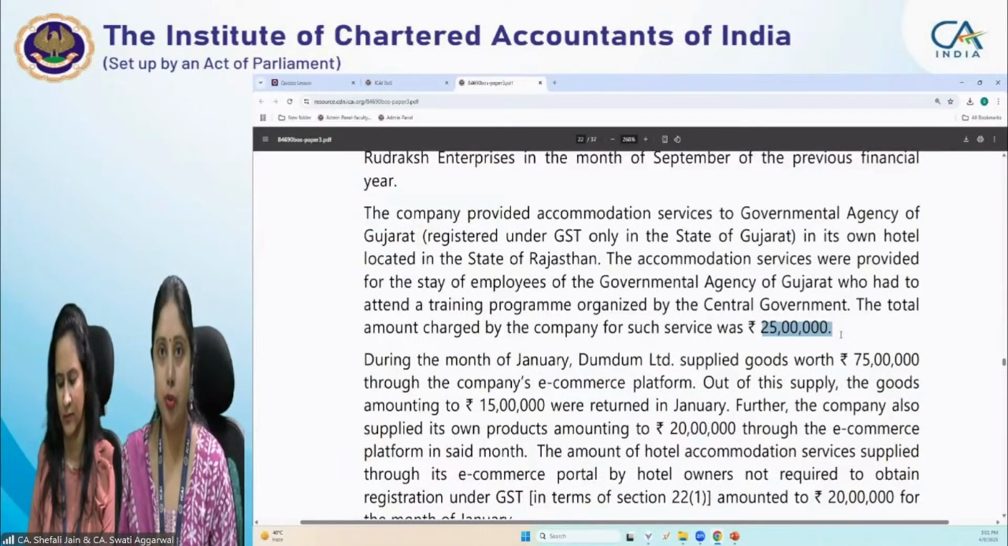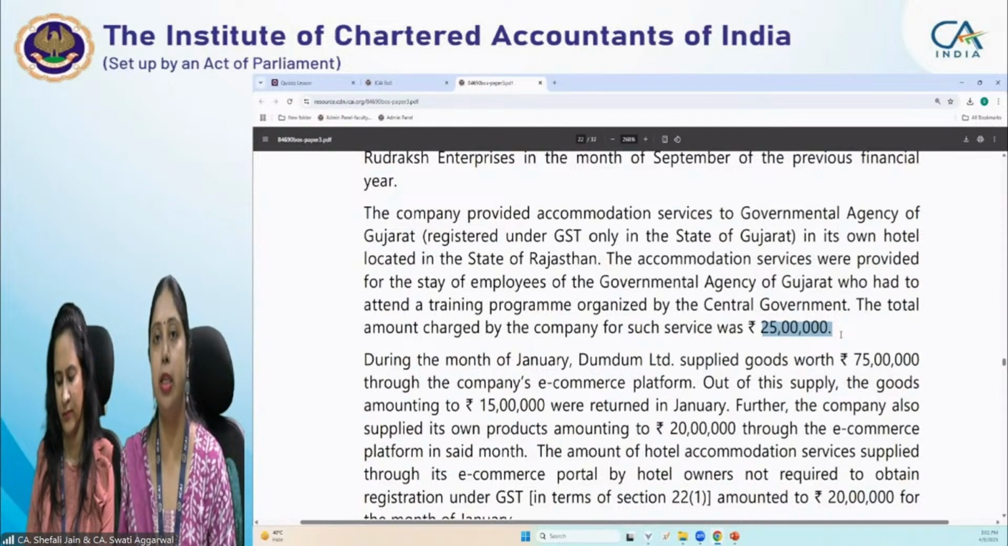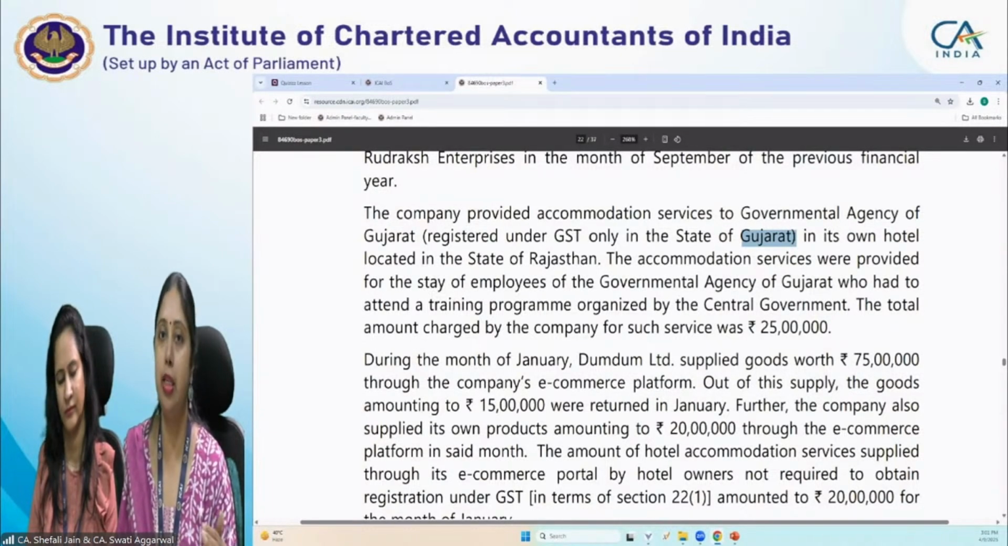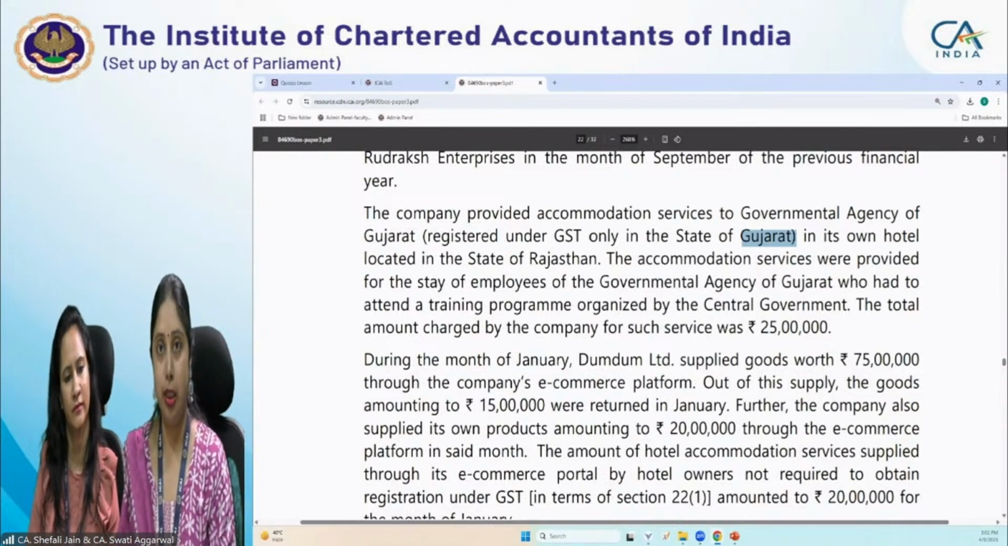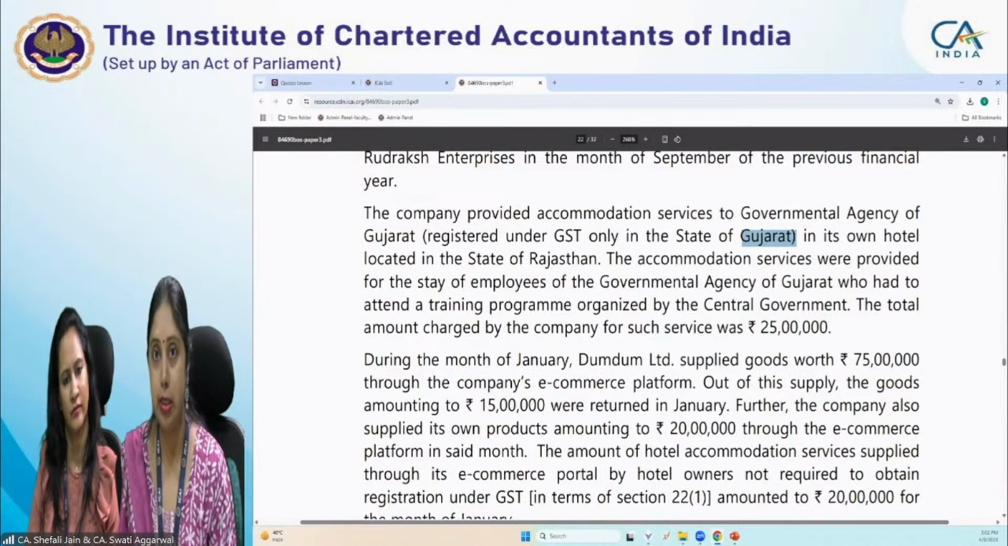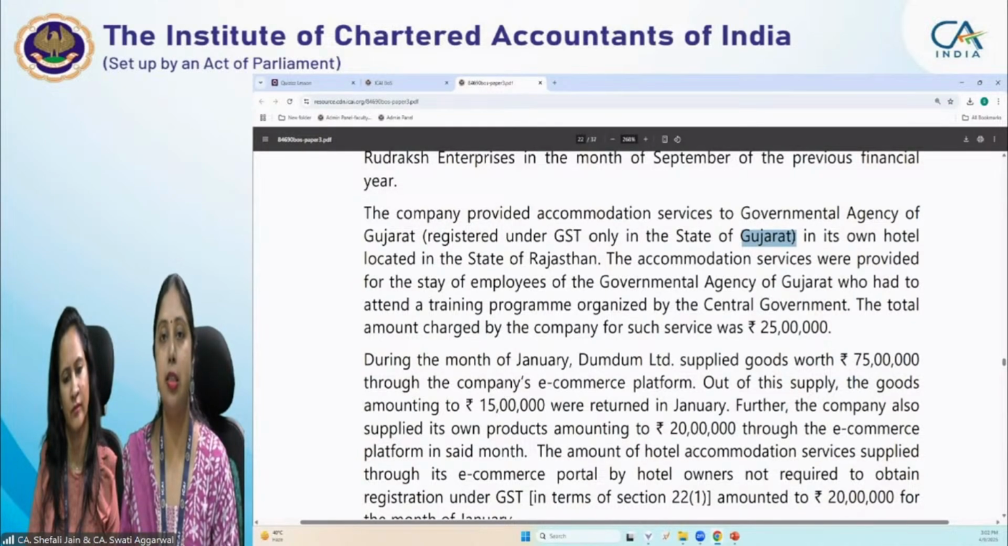So location of supplier and place of supply is in Rajasthan, whereas the location of recipient, that is the governmental agency, is in Gujarat. So this proviso says that where the location of supplier and place of supply is in one state, that is Rajasthan, and the location of recipient is in another state, which is Gujarat in this case, then in that case, TDS will not be deducted. So the question of CGST, SGST, IGST while deducting TDS does not arise at all.